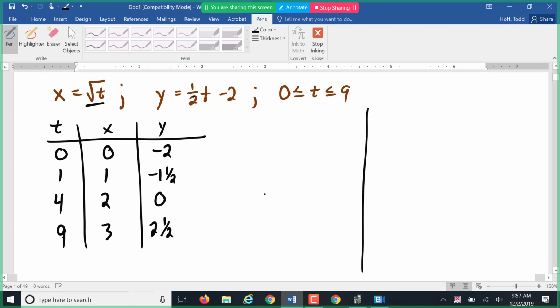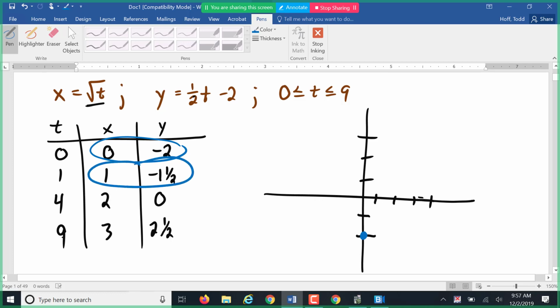So we have ordered pairs here. X is only positive. So this is the ordered pair 0, -2, right there. 1, -1.5, right there. 2, 0. And 3, 2.5. So it's looking like that. Now again, I have to stop there, and I'll put arrows on it indicating the direction of the increasing t.